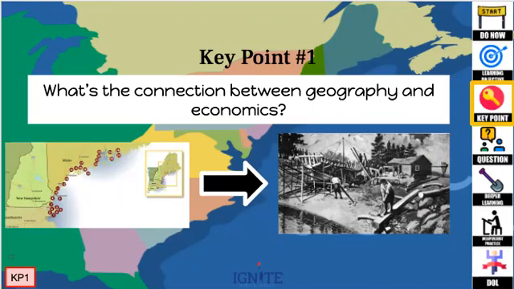Another example. Here, this is showing you some of the many natural harbors in the New England colonies. How can you make money off a natural harbor? Well, there's kind of 2 options here, fishing and shipbuilding, both of which were industries in the New England colonies.